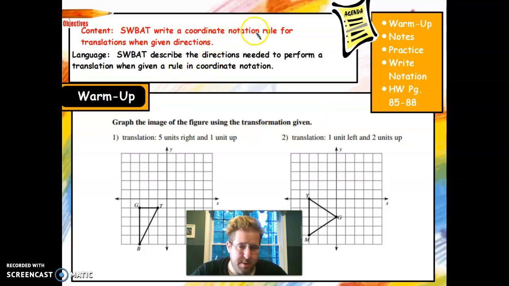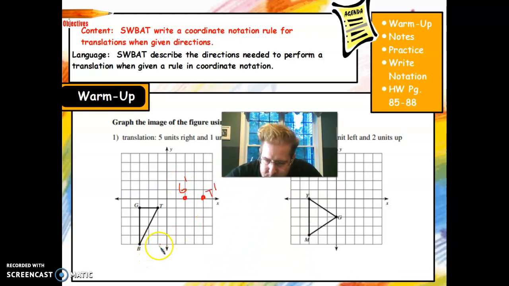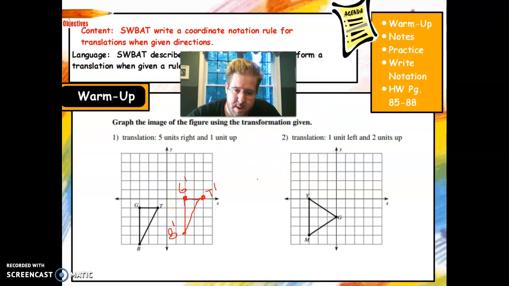We're going to be writing coordinate notation rules for translations, which we did at the very end of the last video. First, starting off with a translation of 5 right and 1 up. I move each point 1, 2, 3, 4, 5, up 1, and that would be T prime. 1, 2, 3, 4, 5, up 1 is G prime. And if I move B, 1, 2, 3, 4, 5, up 1. What you'll see once again is that the triangle will be exactly the same shape and same size, as it is for any rigid motion.